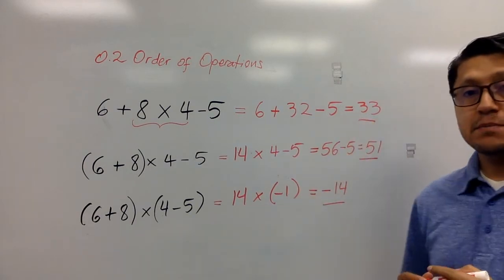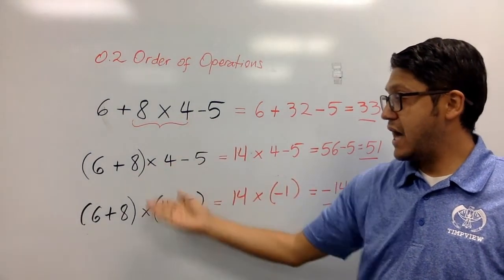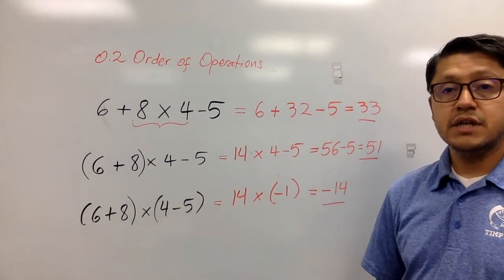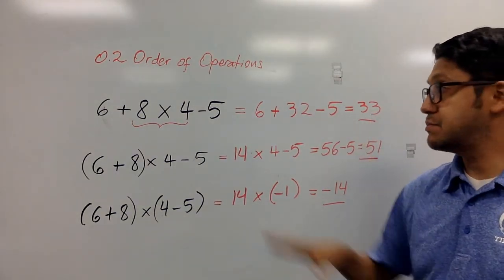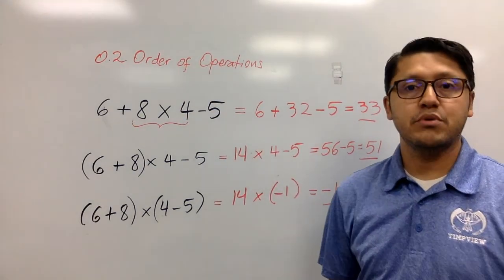As you can see, depending on what you have, you will get different results at the end. 33, 51, or negative 14, depending on the organization of the operation.